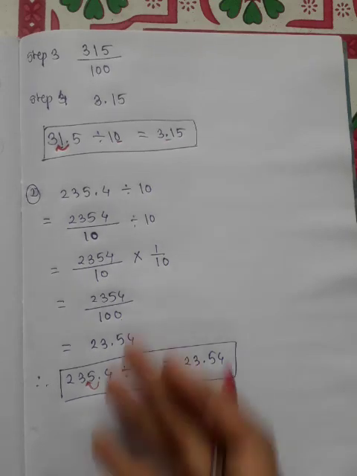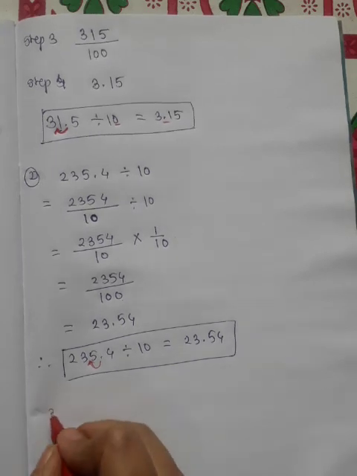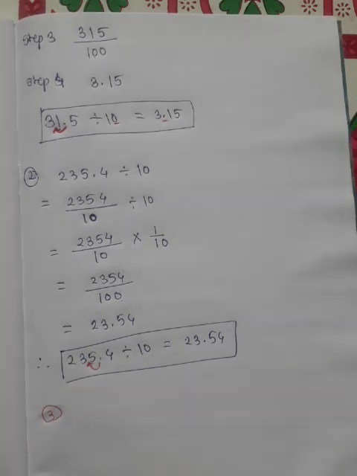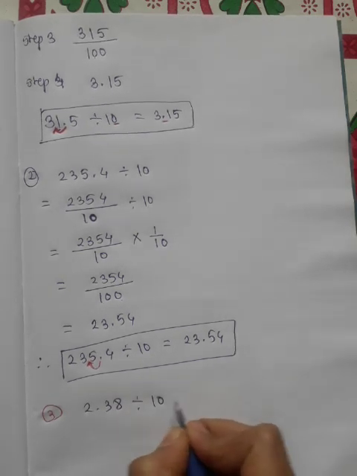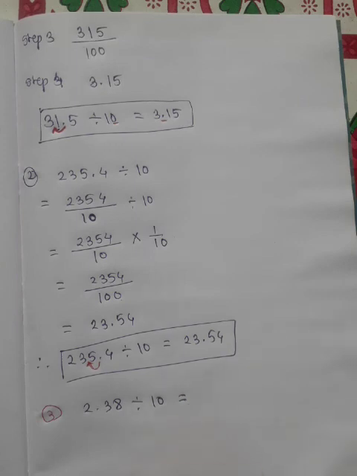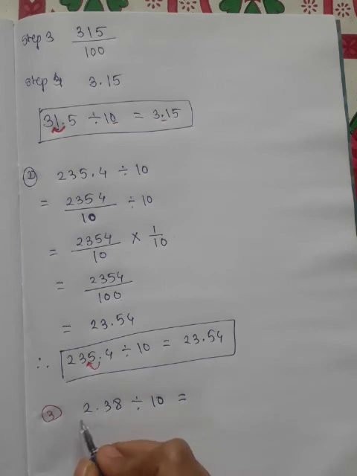That's why, using this result, you can divide directly also. If I give you the example 2.38 divided by 10, you can directly write the answer. Whenever we divide any decimal number by 10, the decimal point moves towards the left.